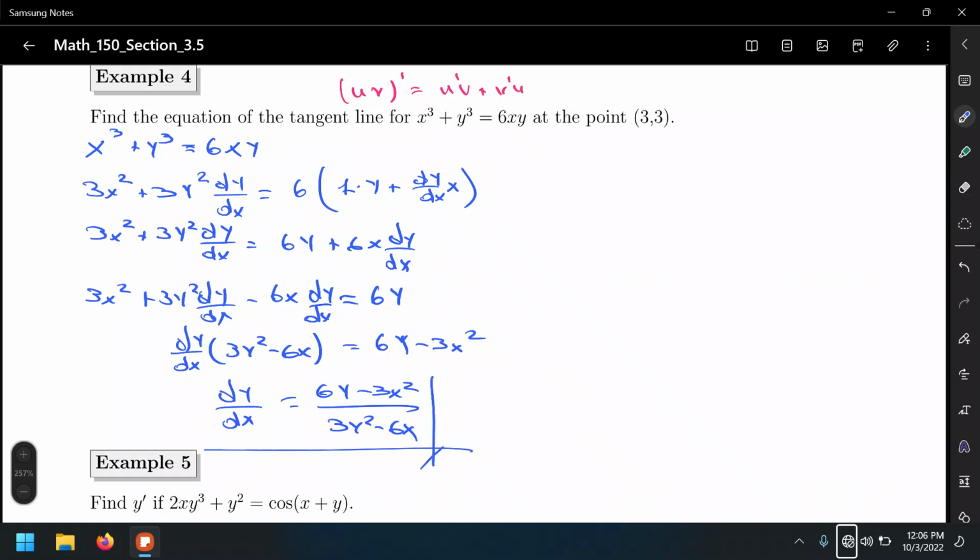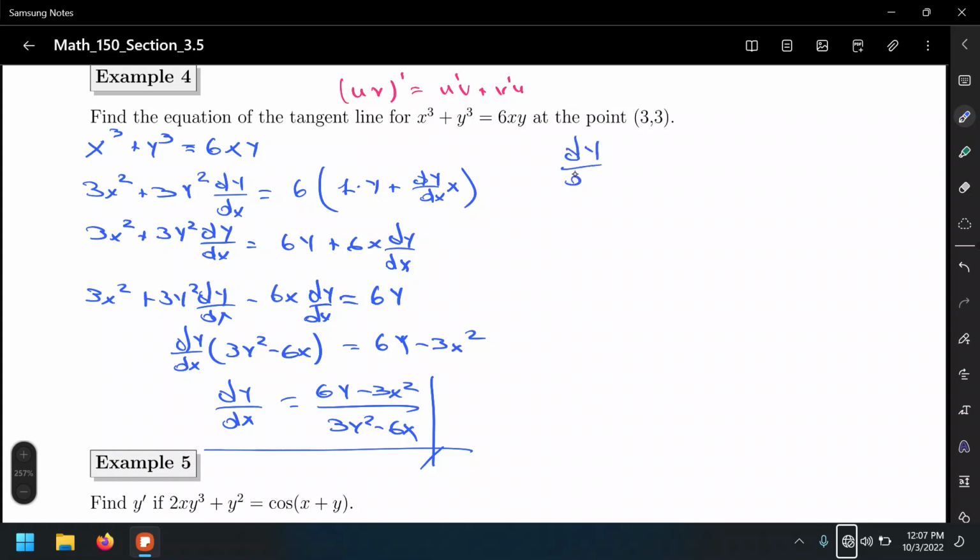In this case, they're asking us to find the equation of the tangent line. To find the equation of a line, we need 2 pieces of information. What are those pieces of information? The slope and what else? And a point, right? The slope and a point. So we have a point, (3, 3). All we need is the slope. How do we get the slope? From the derivative. But notice how the derivative is defined by 2 variables.